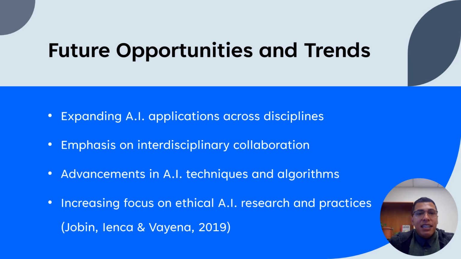Additionally, we can expect advancements in AI techniques and algorithms to enhance the capabilities of AI systems, enabling researchers to tackle increasingly complex research questions and challenges. Lastly, there will likely be an increasing focus on ethical AI research and practices, as highlighted by Jobin, Ienca, and Vayena, 2019. As the adoption of AI in research projects continues to grow, it will become increasingly important for researchers to ensure that they are using AI techniques responsibly and ethically, addressing potential issues related to data privacy, fairness, and transparency.